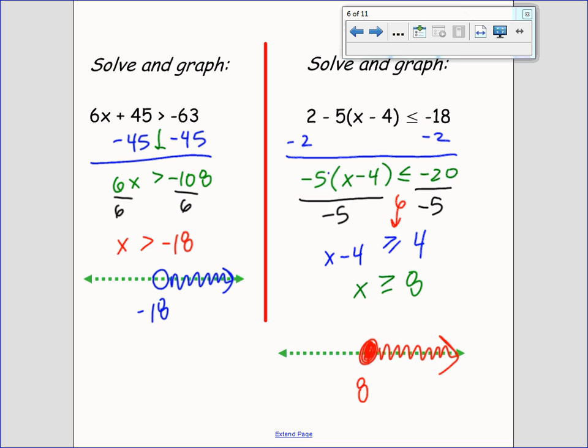Let's go ahead and label these circles. This was an open circle. This is an open circle. It comes from a strictly inequality. We do not include that as part of the solution set. This is a closed circle, and we do include 8 as part of the solution set.